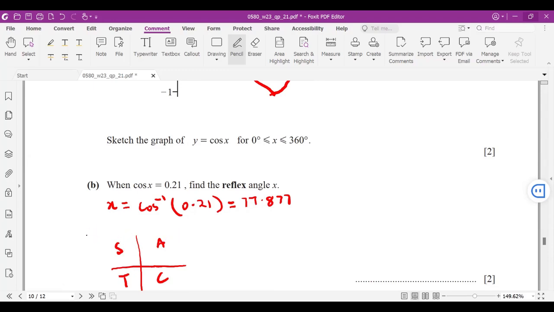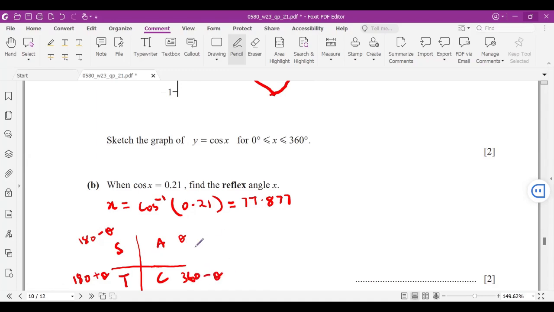Of course, this is 180 minus theta, as this is 180 minus theta. So this is theta. This is 180 plus theta, which is the third quadrant. And this is 360 minus theta.